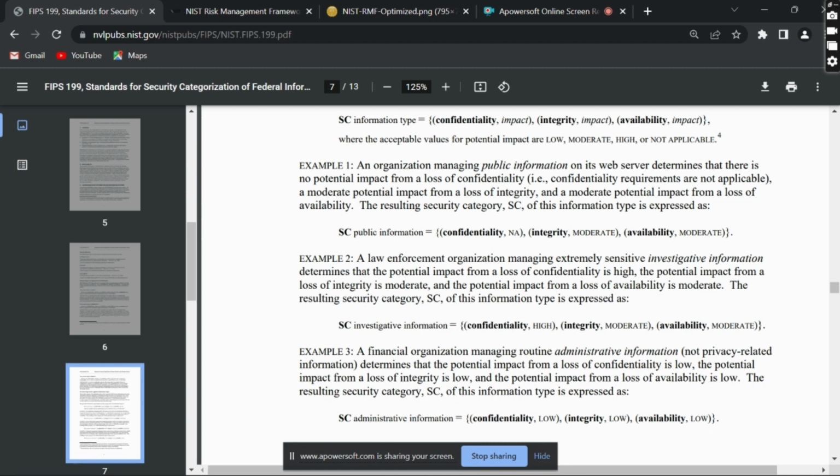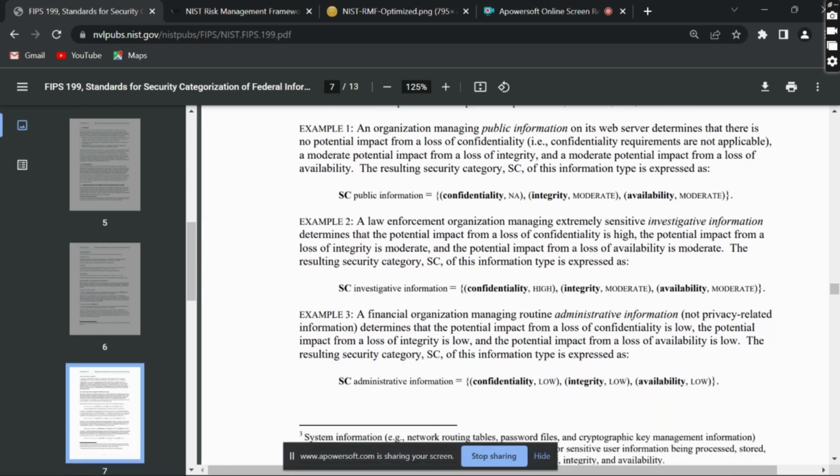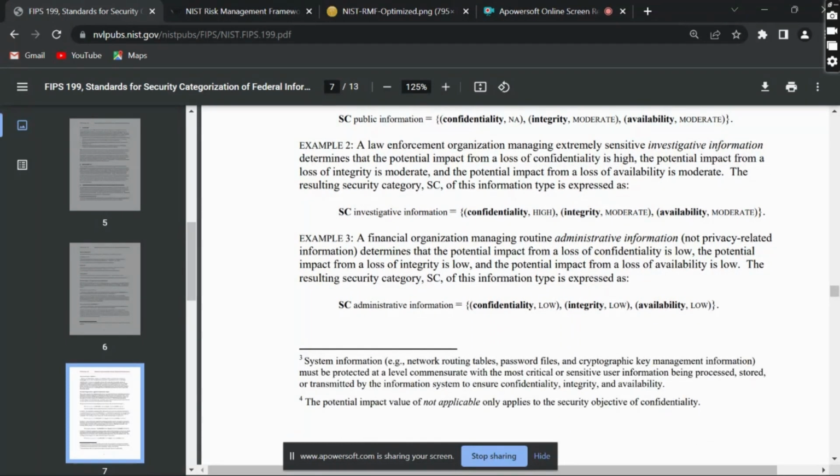So with this system, the attack did not really affect the death of people, okay? Though it was moderate, it affected the system, and it affected the assets of the company, but it did not affect human life.